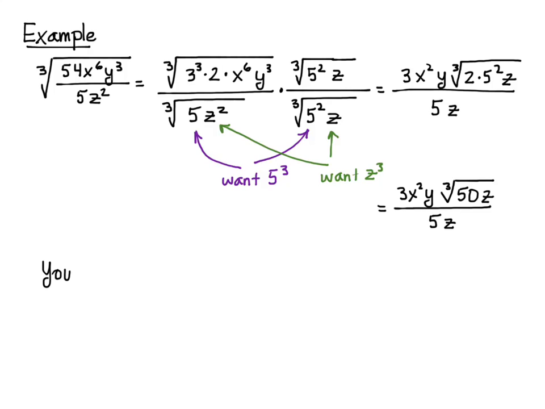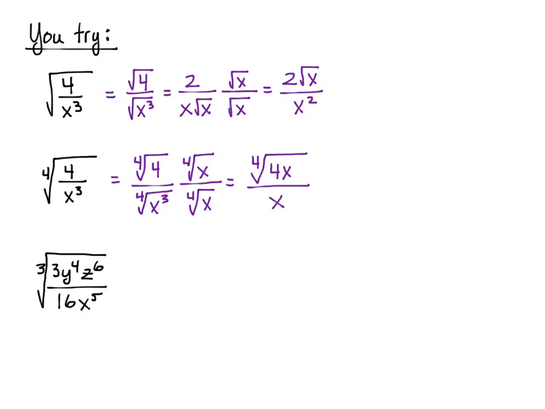Let's take another one now. Or actually, let's have you try this one. 6 over the cube root of 32. Okay, so those are the first two. How about this last one? This last one is pretty complicated.